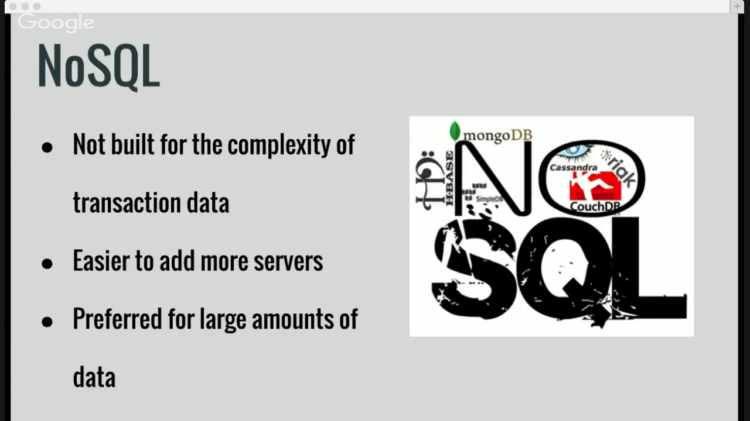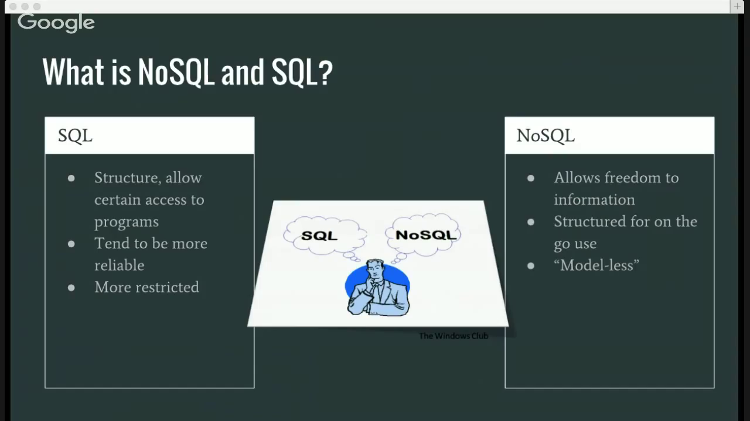So NoSQL is not built for transaction data, which means it's used for less complex data, but it's used for large amounts of data. NoSQL holds huge amounts of data. It's just a mass amount of documents and any type of storage that you need. And NoSQL makes it possible to have more than just one server.